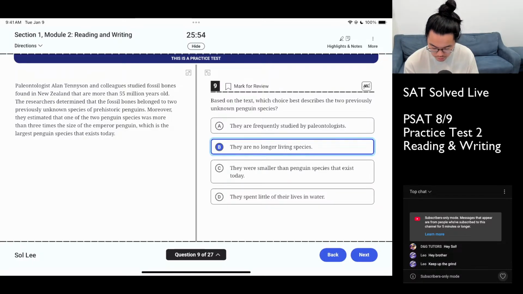They are no longer living. There we go. By the way, they are no longer living. Obviously, previously unknown. Huh. I mean, it's just fossil. Interesting.